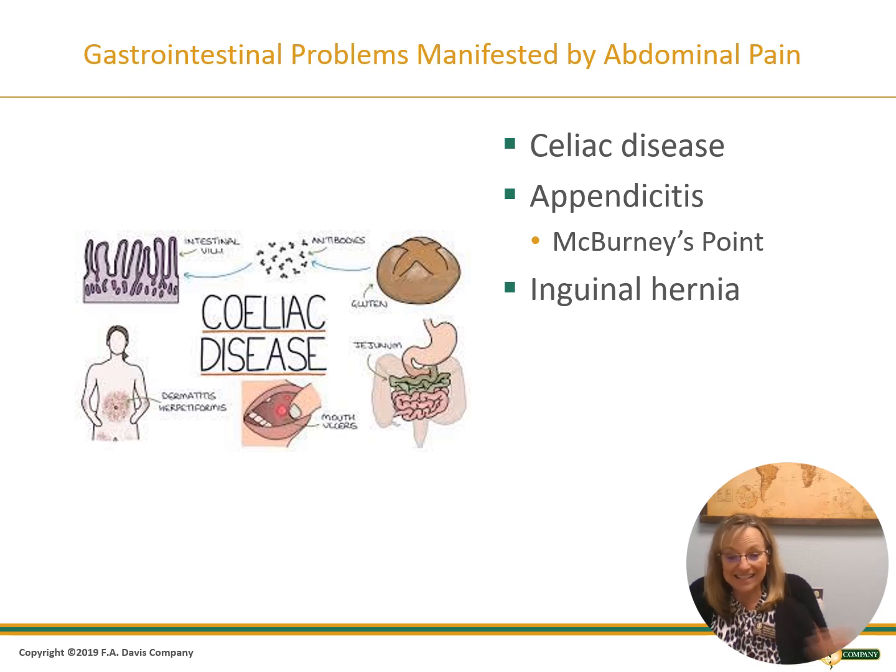All right, now this slide. GI problems manifested by abdominal pain. So we have our traditional, or I shouldn't say traditional, but we hear a lot about celiac disease. As our diets are getting worse in America, we are seeing more and more celiac disease. So we're getting more education, and it's more in the media, which I think is really good.